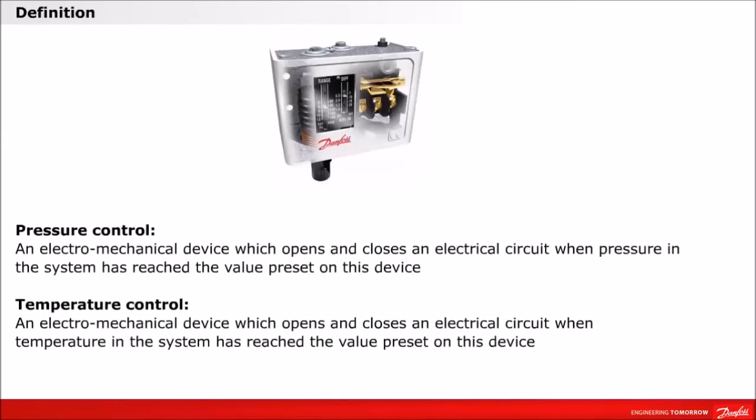Before we start looking at the basic applications, let's review the definition of a pressure and temperature control. A pressure control is an electromechanical device that opens and closes an electrical circuit when the pressure has reached a preset value. A temperature control is an electromechanical device that opens and closes an electrical circuit when the temperature has reached a preset value.